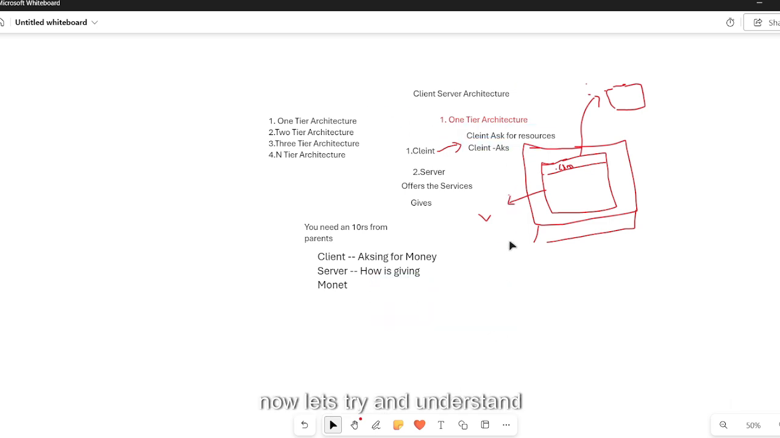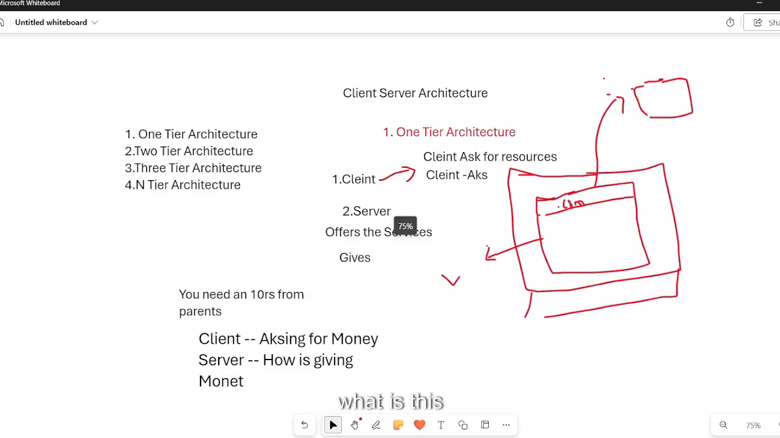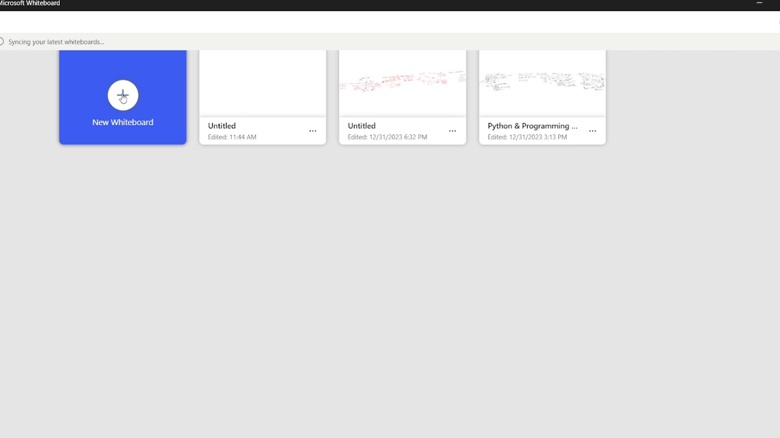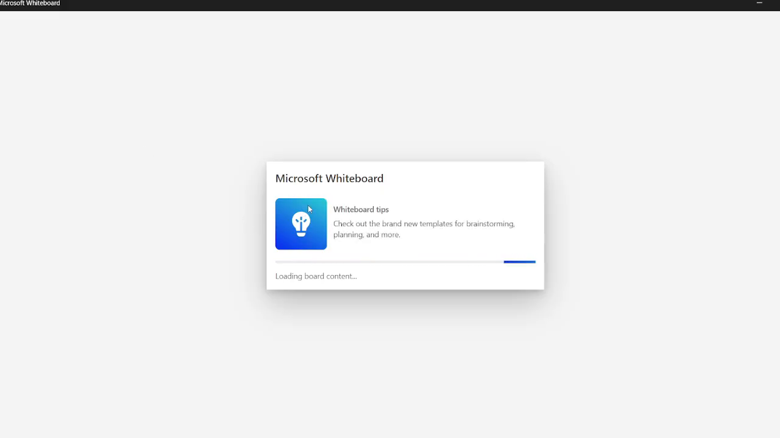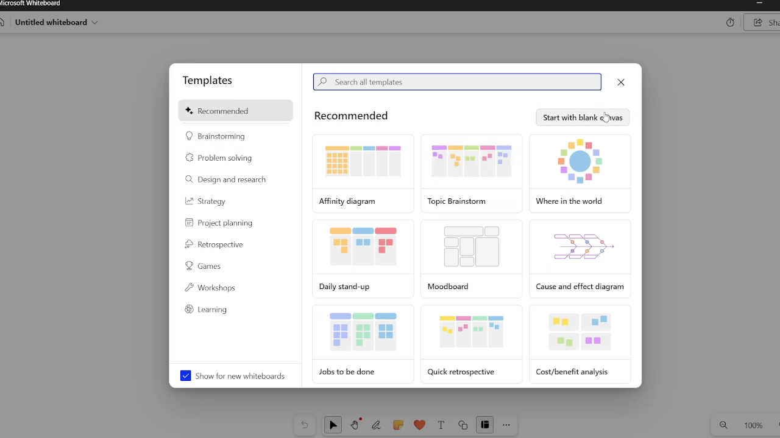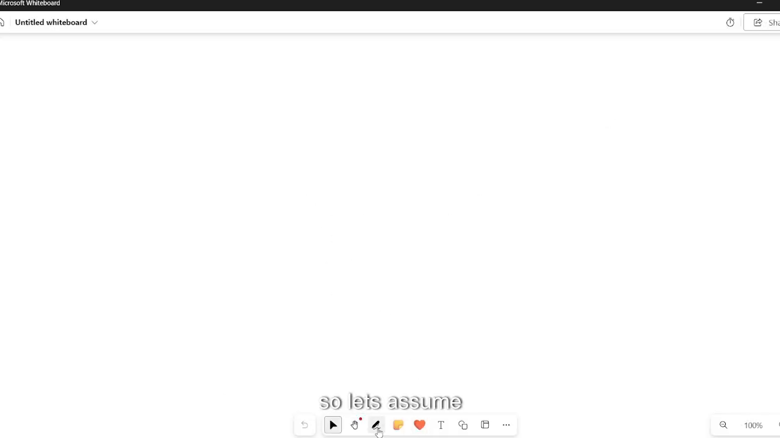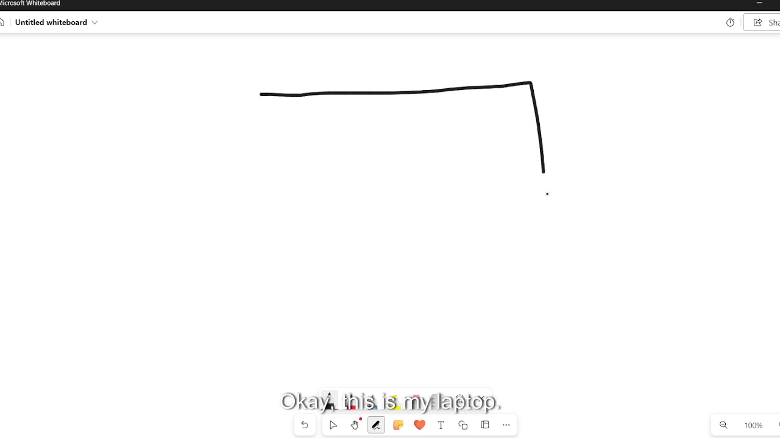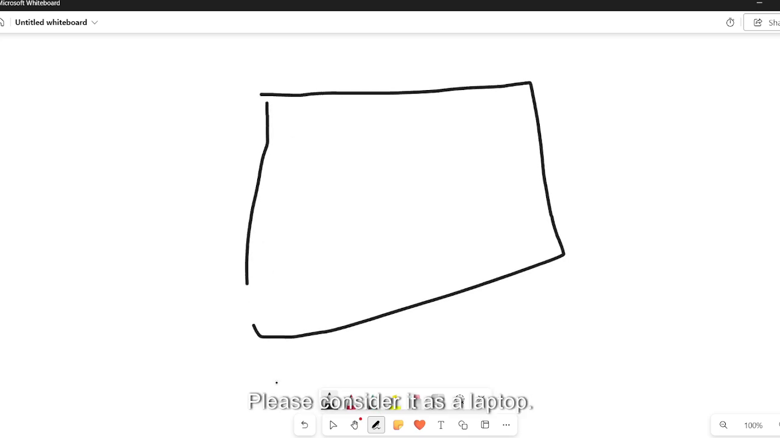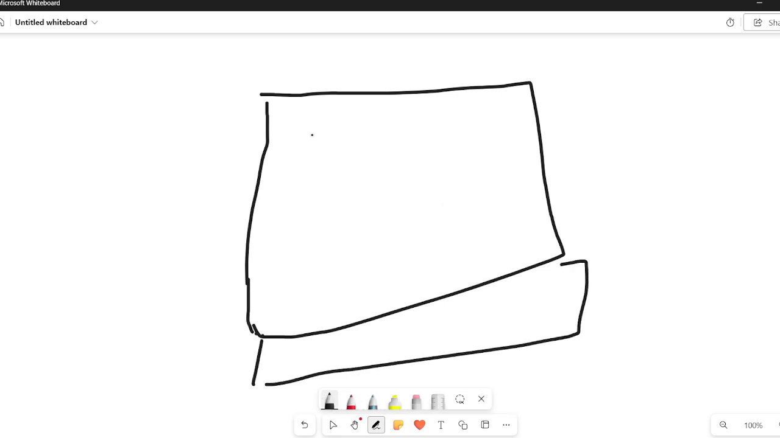Now let's try to understand what this first one tier architecture is. To help you understand, let me get a blank canvas first. Let's assume we have a laptop. Please consider it as a laptop, my drawing is pathetic. This is my laptop, and I developed one website.